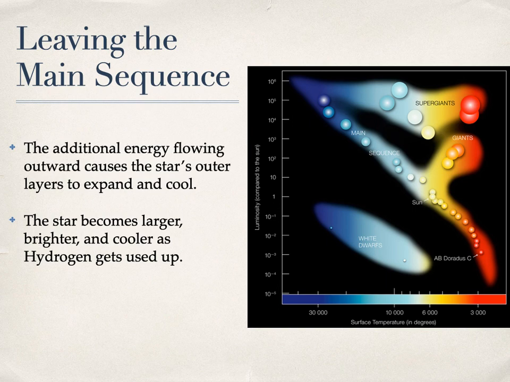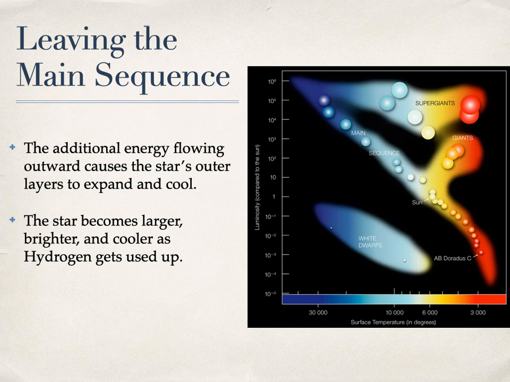Now, that's a little bit hard to understand sometimes because inside the star in the core, it's getting hotter. But when you expand a gas, the outer part of the star, the part that we see and we measure for temperature, is actually cooling off. So the star gets more luminous and more red. So as stars move off the main sequence, they move over towards what we call the giant and the supergiant stars. And many of those are red, like red supergiants, things like that.